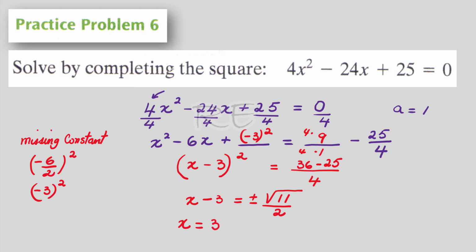Now you just have to add 3 to both sides to solve the equation. x is equal to 3 plus or minus square root of 11 over 2, which can be written with the same denominator as 6. 2 times 3, 6. 6 plus or minus square root of 11, divided by 2.